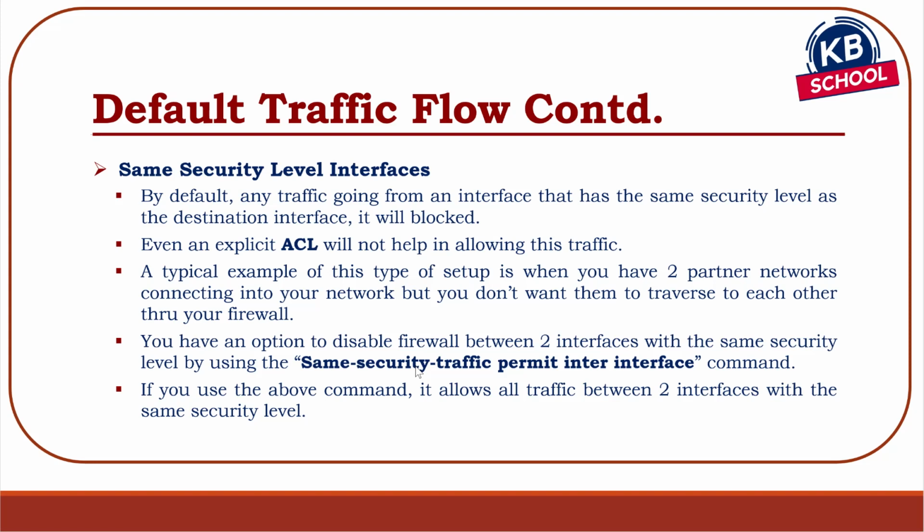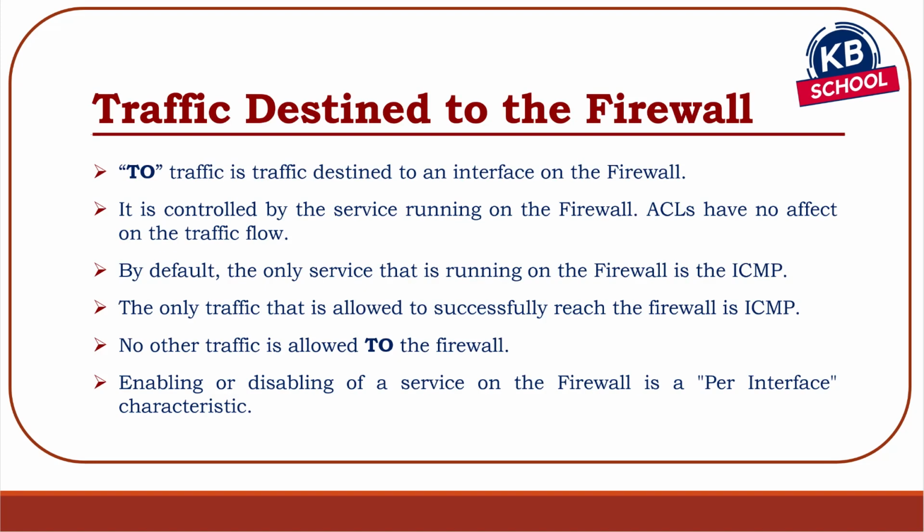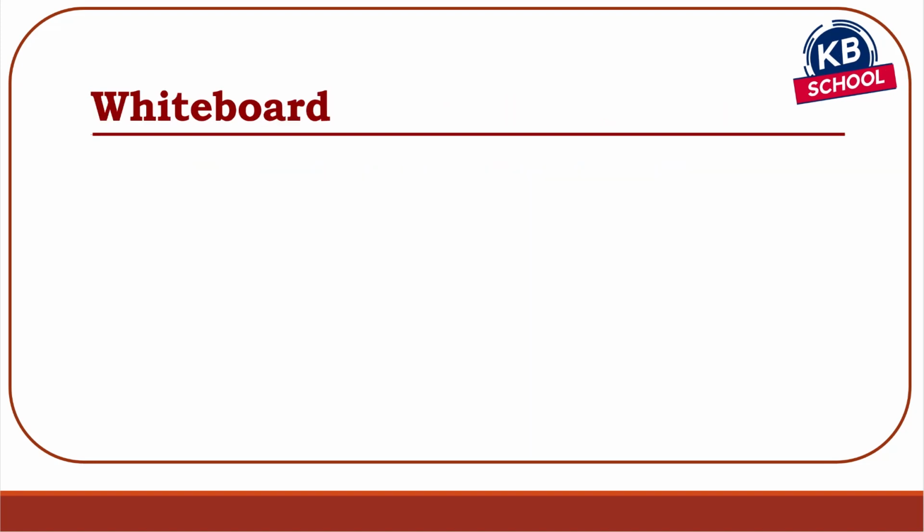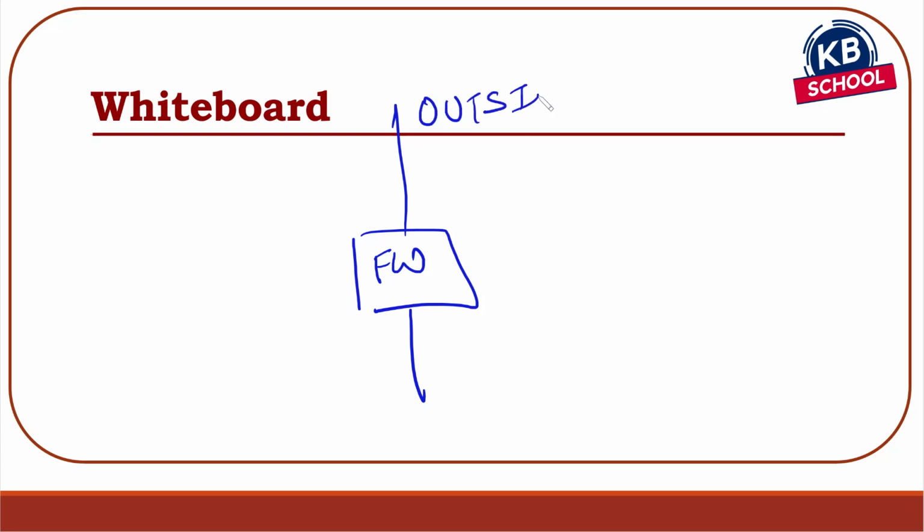All right. So that takes care of the default traffic flow: high to low, low to high, and the same security level. The last thing in this particular video that I want to discuss is to traffic and through traffic. Now the ACL and the high to low, low to high that I'm talking about is traffic that is traversing through the firewall. So I have an interface over here, another interface over here. This is my outside network. This is my inside network.